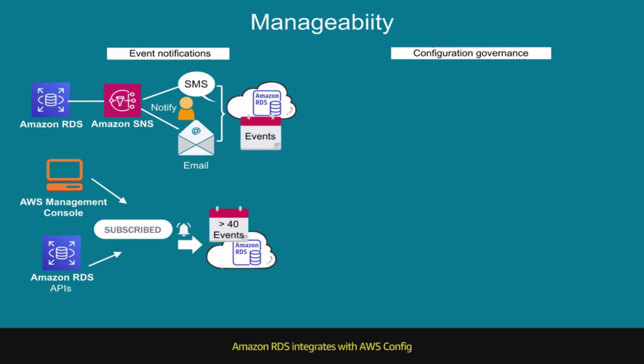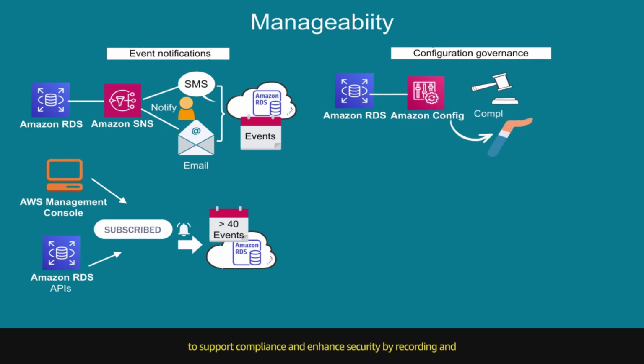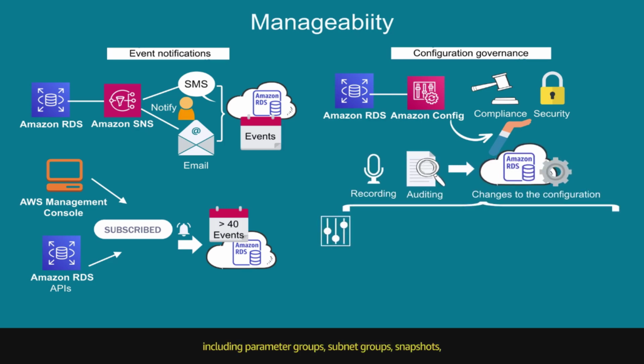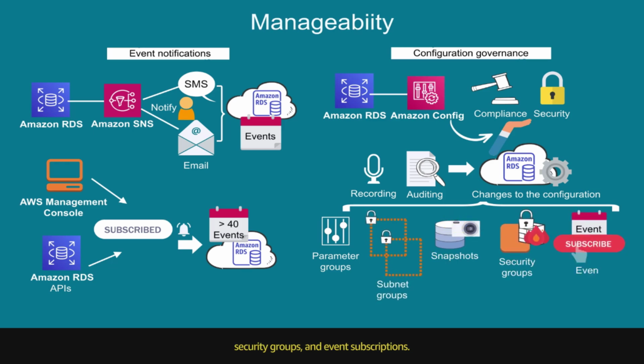Configuration governance. Amazon RDS integrates with AWS Config to support compliance and enhance security by recording and auditing changes to the configuration of your DB instance, including parameter groups, subnet groups, snapshots, security groups, and event subscriptions.